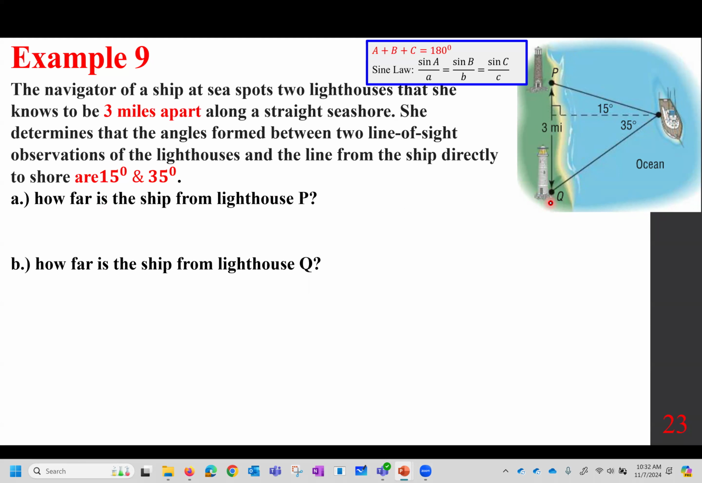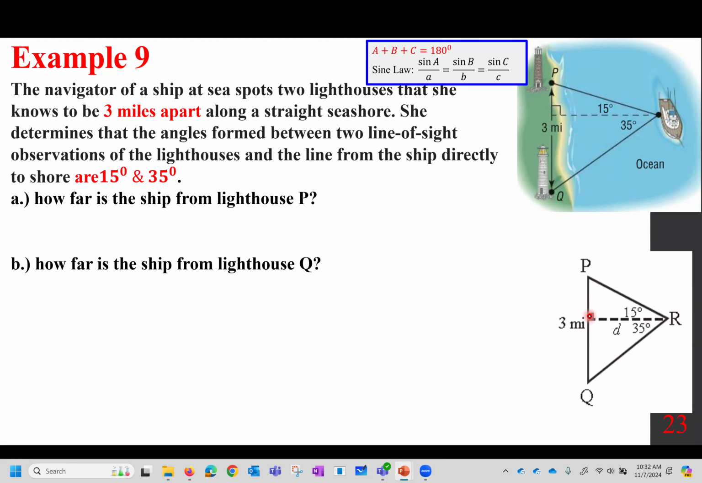And to find this, again, let's just draw the same thing here, everybody, and observe what's happening. So here's, again, point P, point Q, and the ship, we're going to call it R. This angle is 15 degrees. This angle is 35 degrees. And this distance PQ is 3 miles.